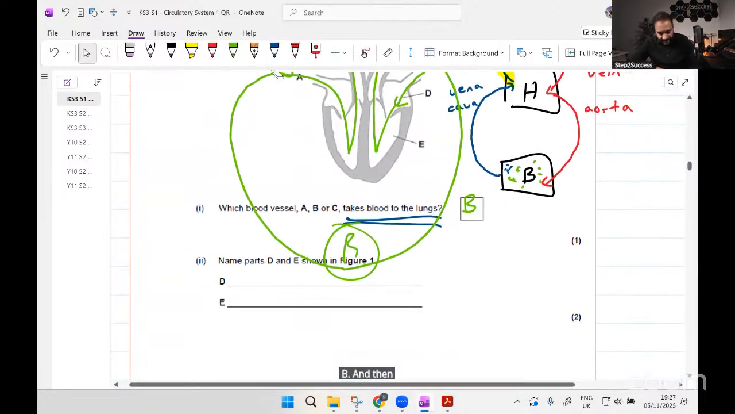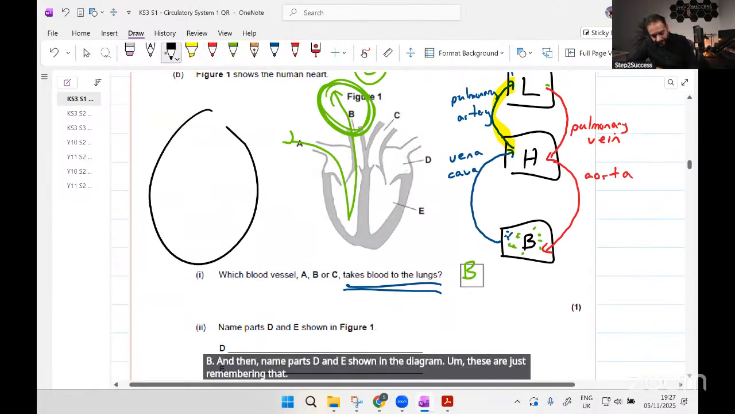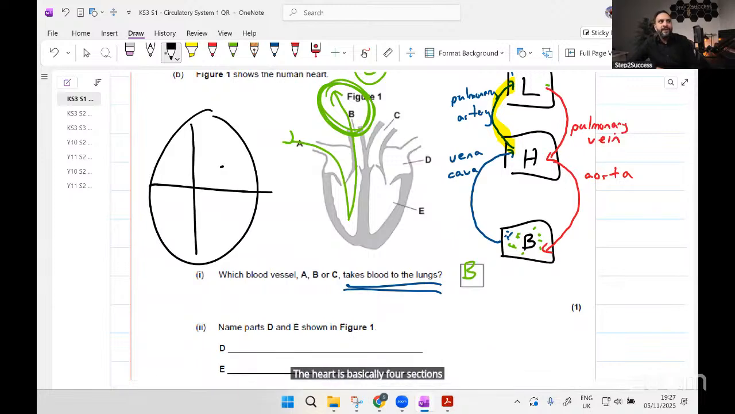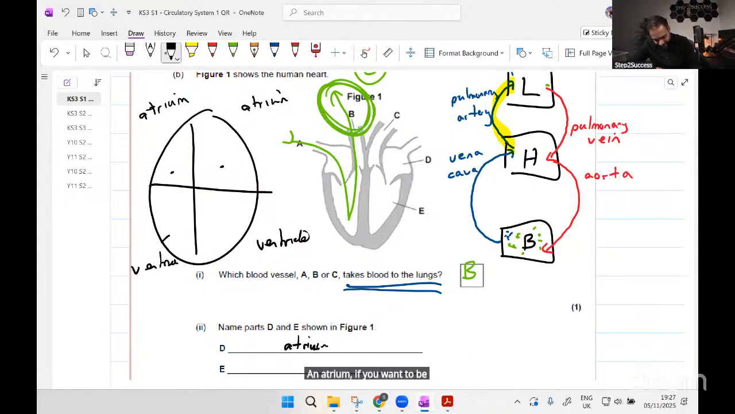And then name parts D and E shown in the diagram. These are just remembering that the heart is basically four sections. The top sections are called atriums, left and right, and the bottom are called ventricles, left and right. And that's actually all this question wants. It wants you to name that as being an atrium. If you want to be really precise about it, it's technically the left atrium, and E is the left ventricle. But you technically didn't need the sides for this question.